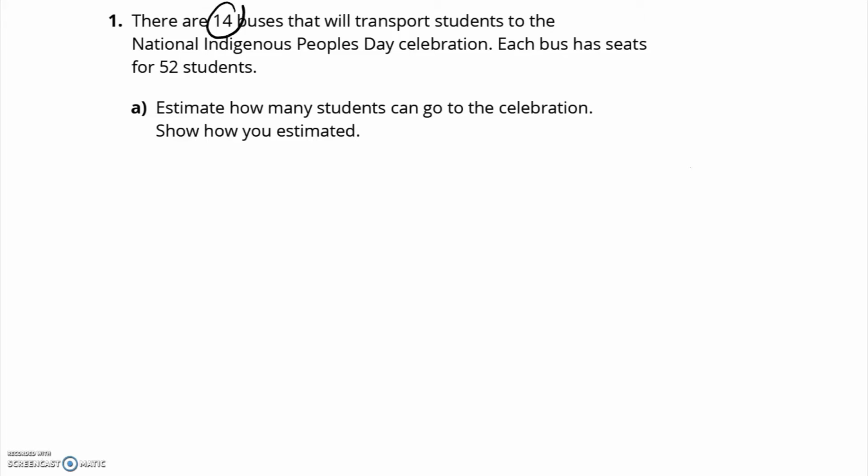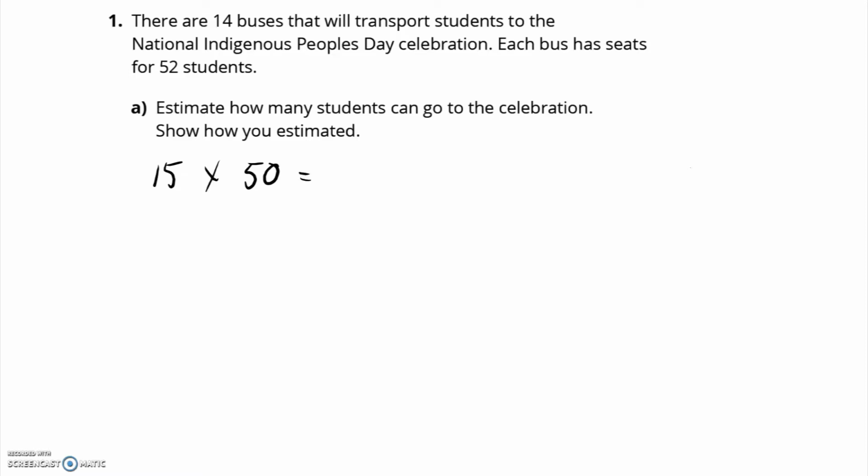So my approach is to start off and look at the two numbers that we're going to be dealing with, 14 and 52. 14 is pretty close to 15, and 15 is an easier number to work with, and 52 is fairly close to 50. So those are the two numbers I'm going to start with. If I'm looking to estimate the total number of students, I'm really looking at a multiplication situation, because I've got 14 buses, or in this case I'm estimating as 15, that are full of approximately 50 students.